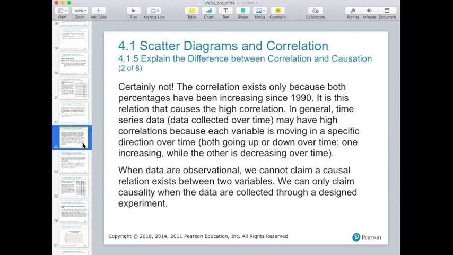So looking at the bottom of that slide, it's really important to note that when we observe something like this, we cannot claim that one thing causes something else. We can only claim that one thing is the cause of something else when we're designing an experiment. In this case, we've just observed that this has happened. We haven't designed an experiment, and that's the only way we can describe causality.